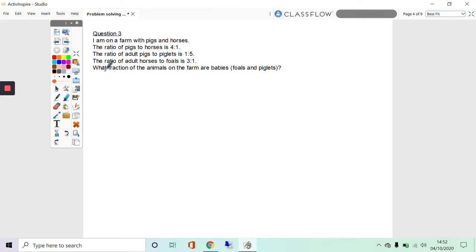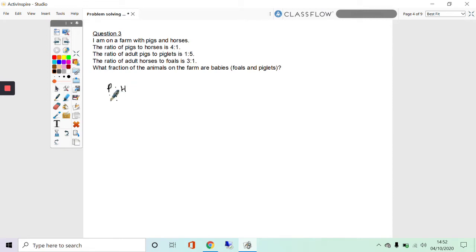Question 3. I am on a farm with pigs and horses. The ratio of pigs to horses is 4 to 1. The ratio of adult pigs to piglets is 1 to 5. And the ratio of adult horses to foals is 3 to 1. What fraction of the animals on the farm are babies, that is foals and piglets? So I'm going to start off pigs to horses.